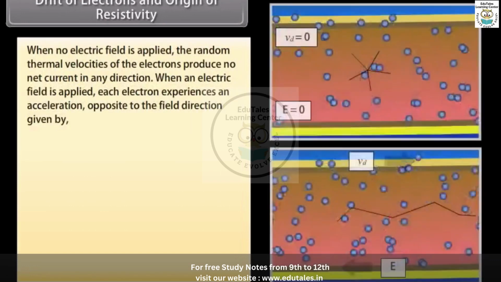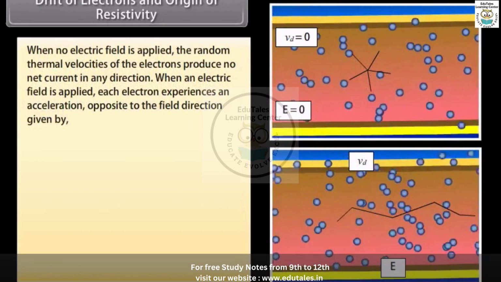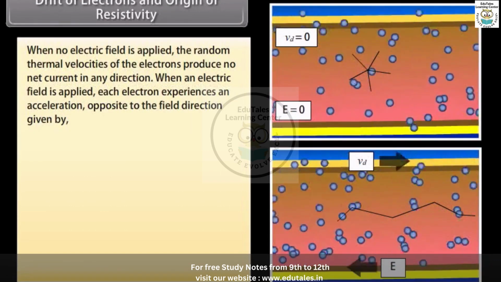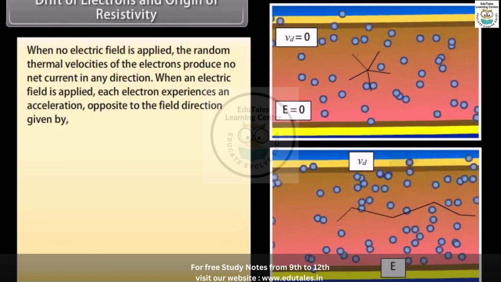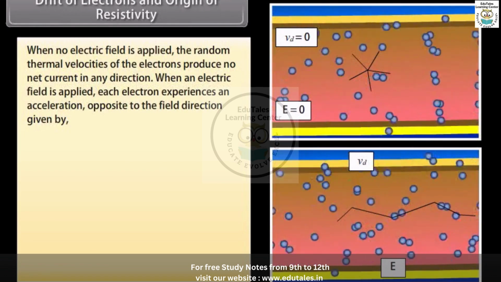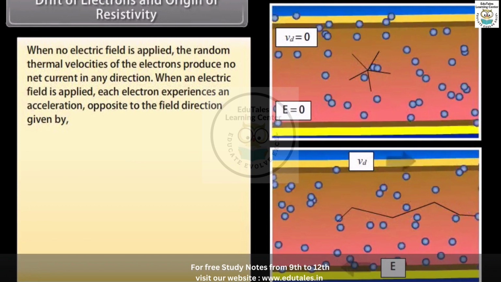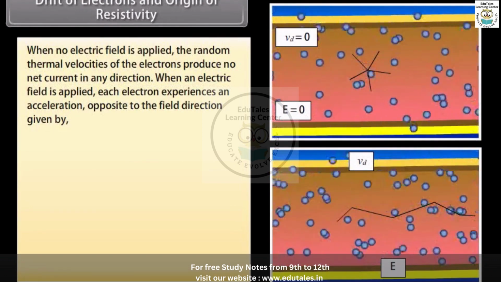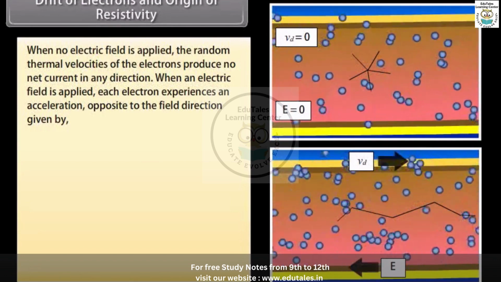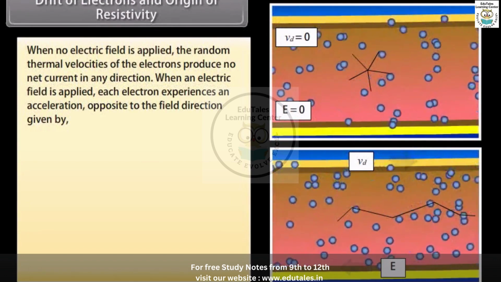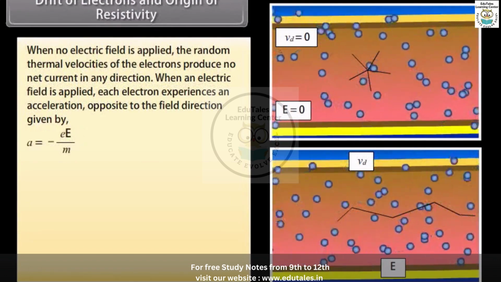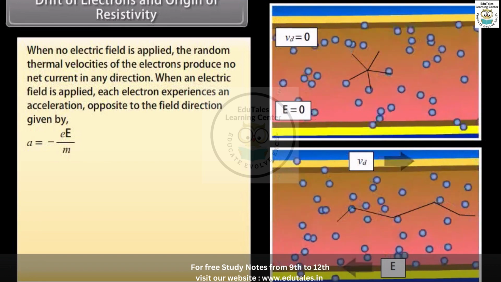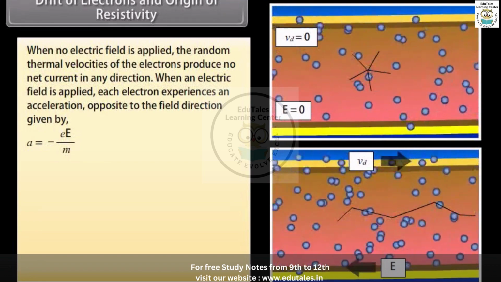Drift of electrons and origin of resistivity. When no electric field is applied, the random thermal velocities of the electrons produce no net current in any direction. When an electric field is applied, each electron experiences an acceleration opposite to the field direction, given by a equals minus eE divided by m.